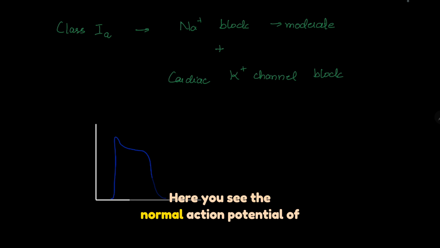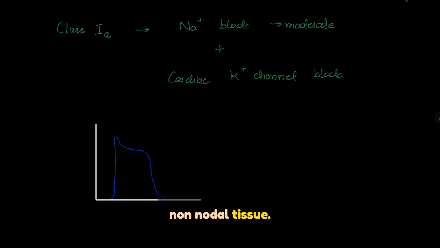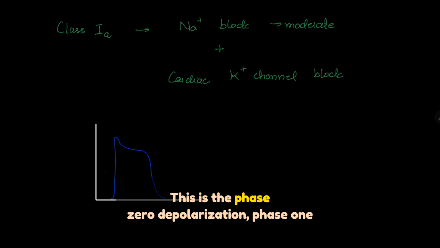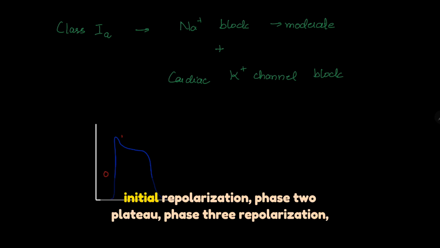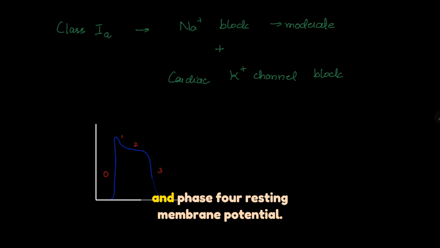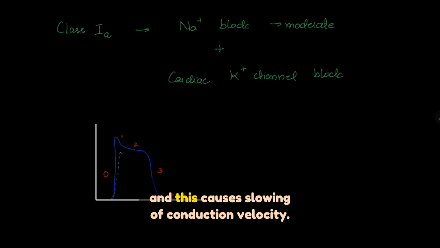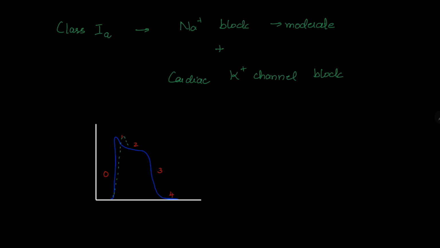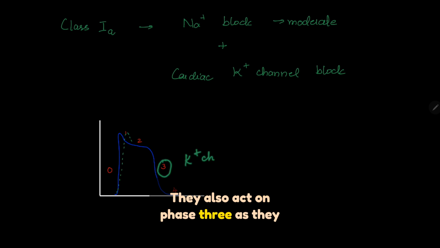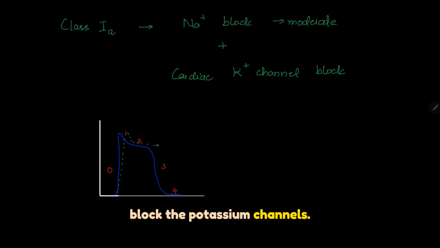Here you see the normal action potential of non-nodal tissue. This is the phase 0 depolarization, phase 1 initial repolarization, phase 2 plateau, phase 3 repolarization and phase 4 resting membrane potential. Class 1A drugs act on the phase 0 as they block the sodium channel. Now we see a reduction in the slope, and this causes slowing of conduction velocity. They also act on phase 3 as they block the potassium channels.